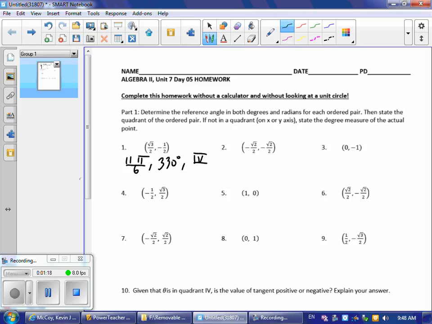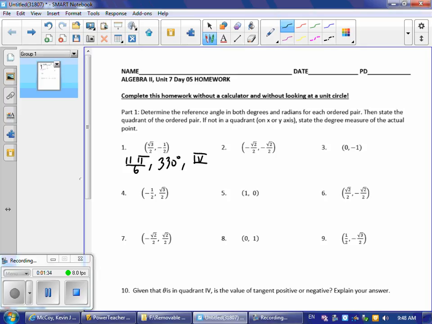Okay, so that's the thinking that needs to go on with all of these, and you should really be doing this without looking at your unit circle if at all possible. If you still need to look at the unit circle, you need to work on it, because this is the stuff that's going to eventually be tested and you won't have a unit circle to look at.